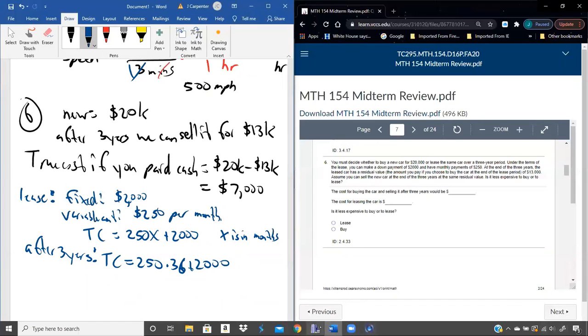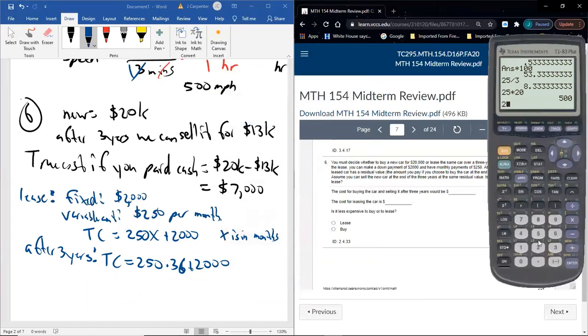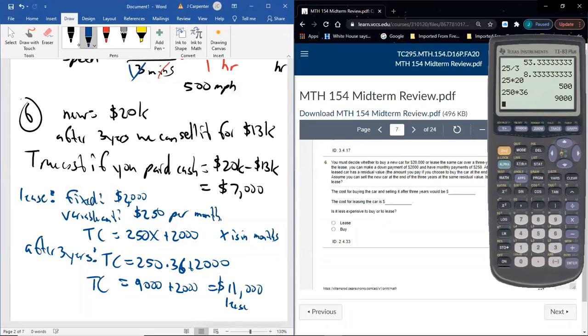All right, so we can pull out our calculator and we'll go 250 times 36. This will be how much we pay in our monthly fees. 250 times 36, not 360. And we get $9,000, plus the 2,000, which is 11,000. So our total cost to lease is 11 grand, but our total cost to buy was 7 grand.